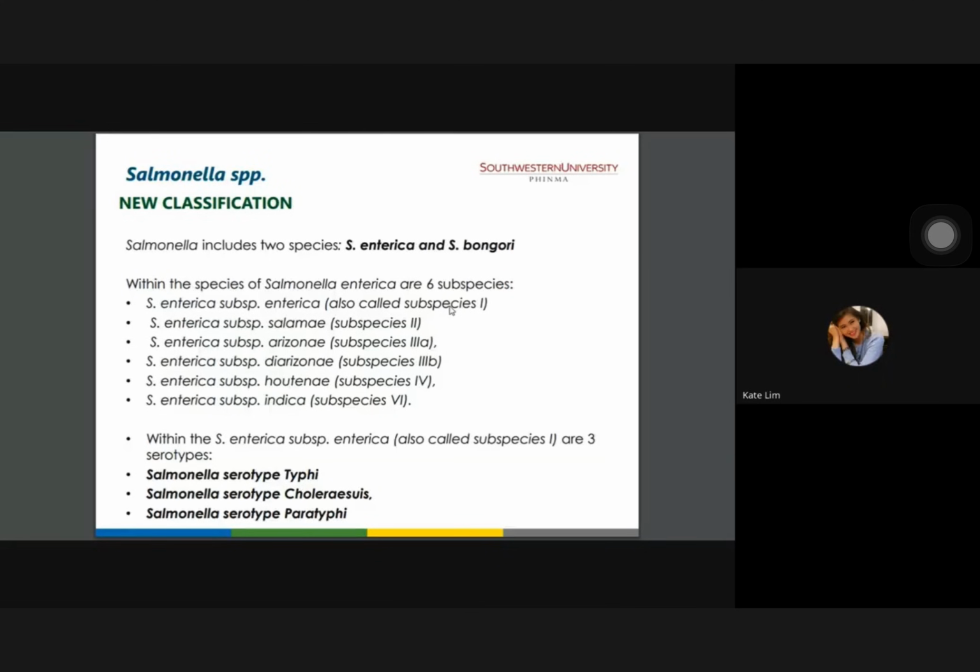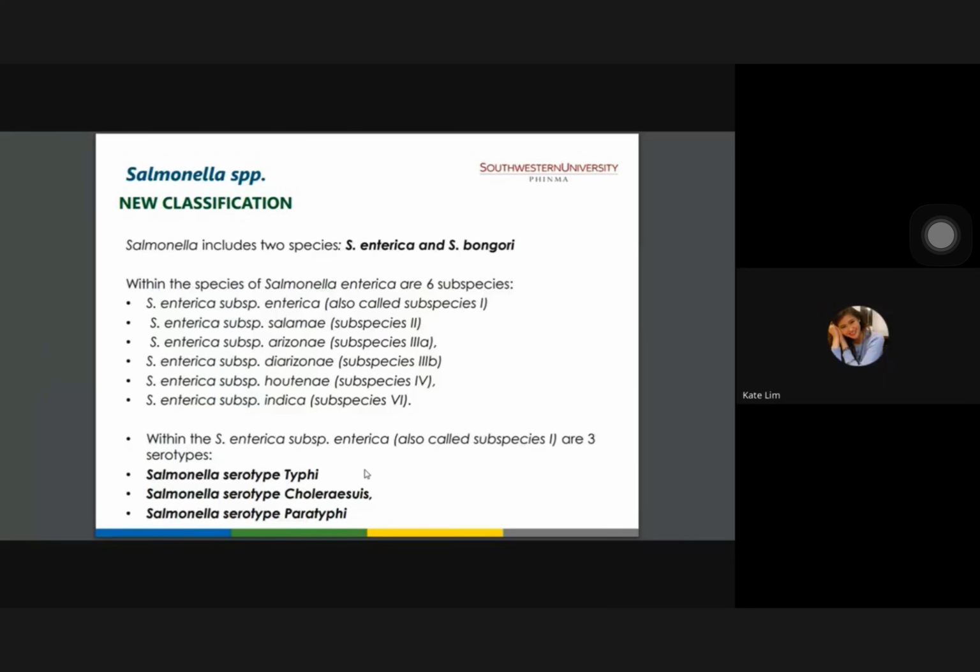We have Salmonella enterica subspecies enterica, Salmonella enterica subspecies salamae, Salmonella enterica subspecies arizonae. We have diarizonae, houtenae, and indica. So, question: among all of these subspecies, which of these subspecies is a late lactose fermenter? That would be your Salmonella enterica subspecies arizonae. So, we have also another subspecies. So we have here the Salmonella enterica subspecies enterica.